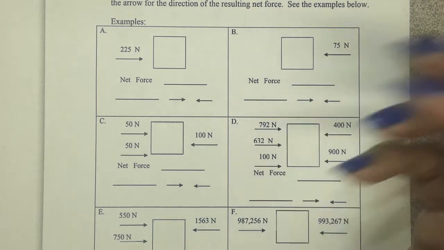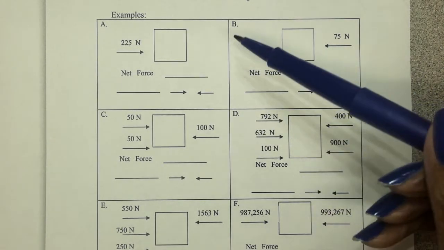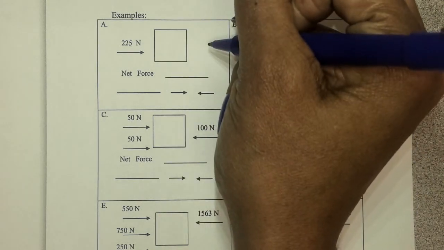Okay, all right. So when you're calculating for net force, these are the easy ones. So there's no opposing force on this side.